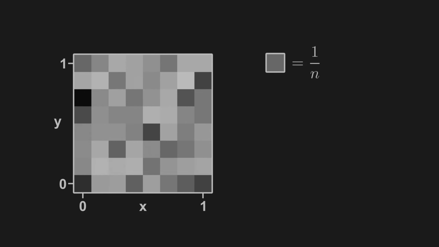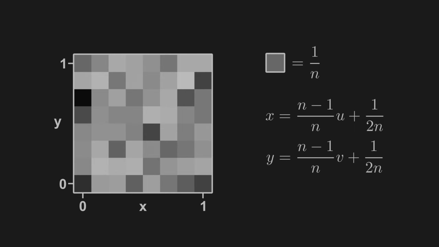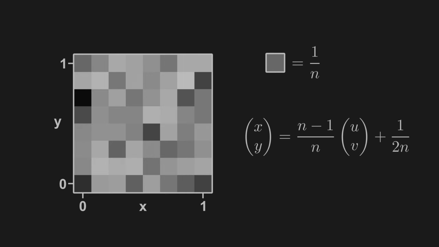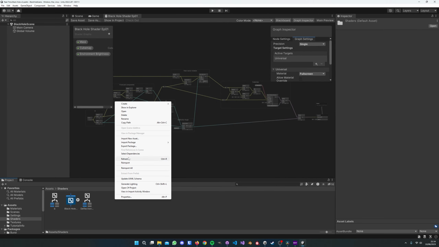The width of a pixel is 1 over n. We can then express x as (n minus 1 over n) times u plus 1 over 2n, and y the same, but with v instead of u. So what this means in practice is that we need to rescale our UVs like this, before we access a texture. Let's add that to the shader.